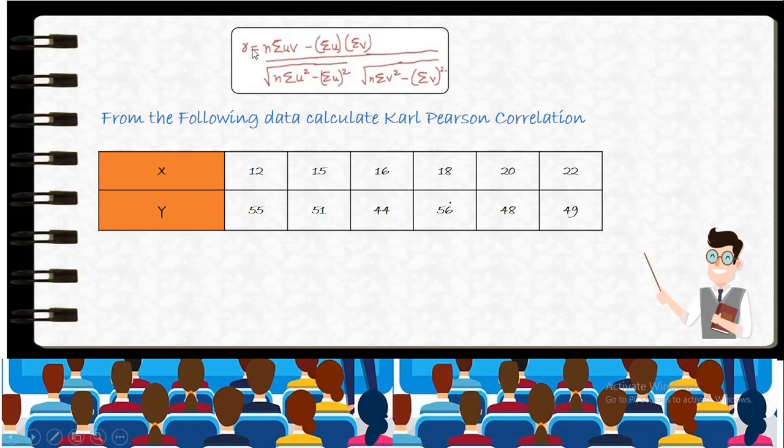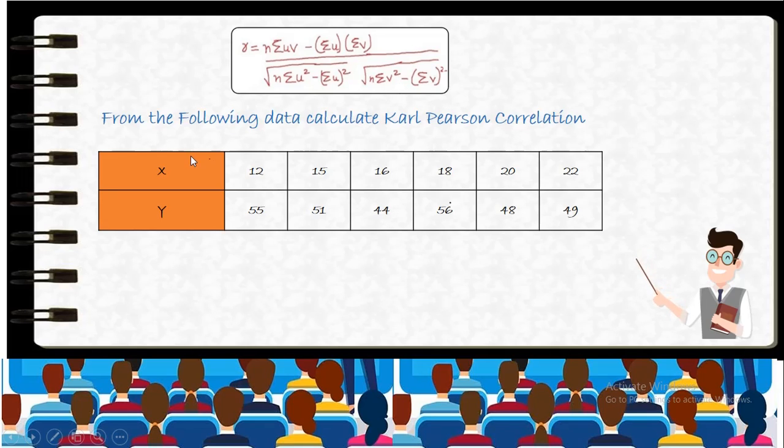Kindly note down the formula. It is very similar to the xy formula. Here the formula is n sigma uv, that is the multiplication of u and v, minus sigma u multiplied by sigma v, whole divided by under root n sigma u square minus sigma u the whole square, multiplied by under root n sigma v square minus sigma v the whole square.